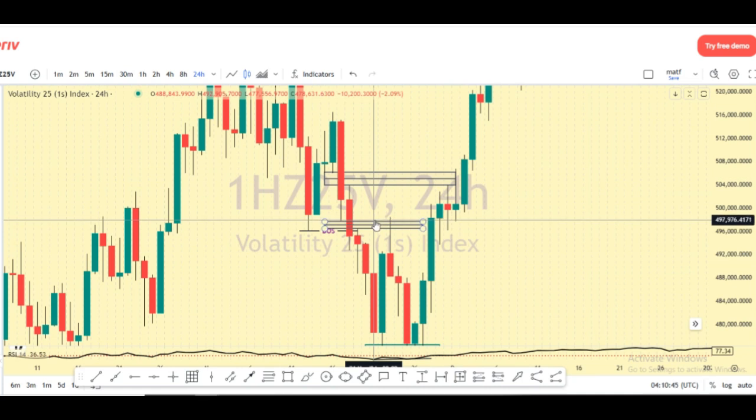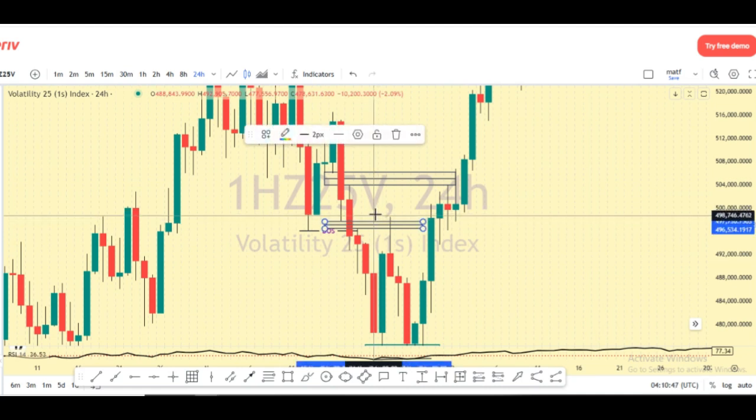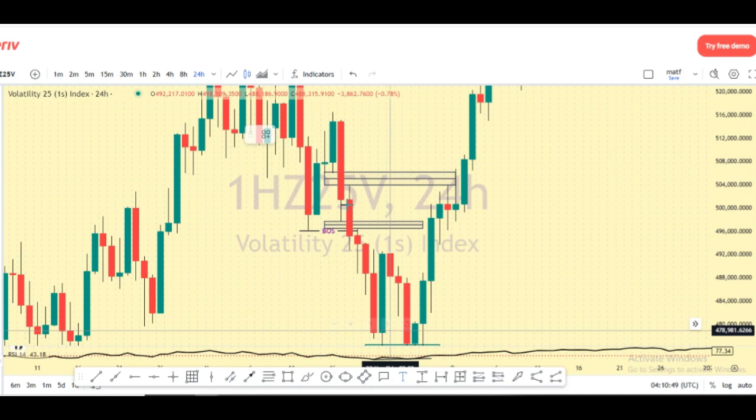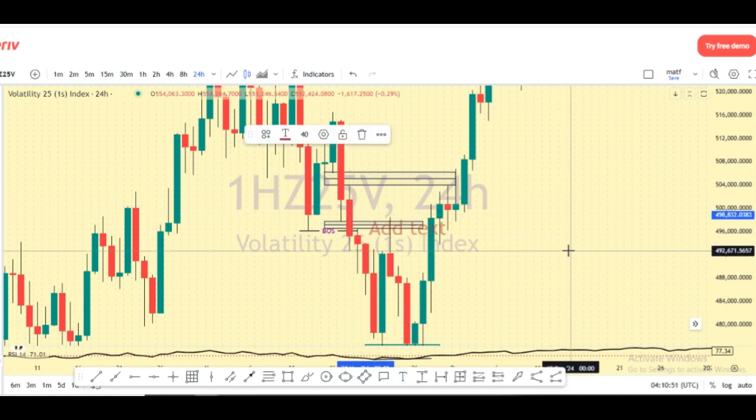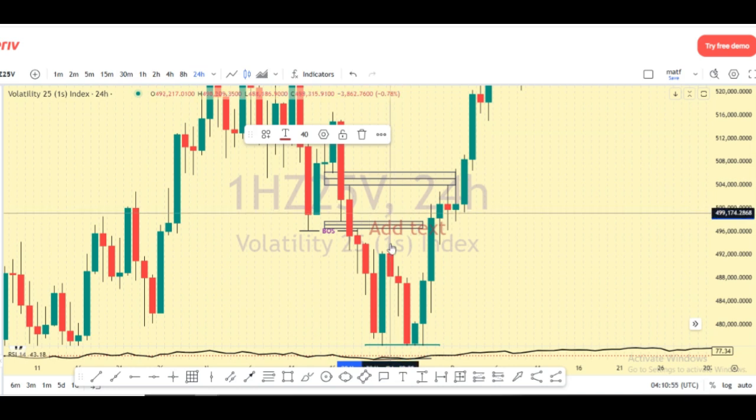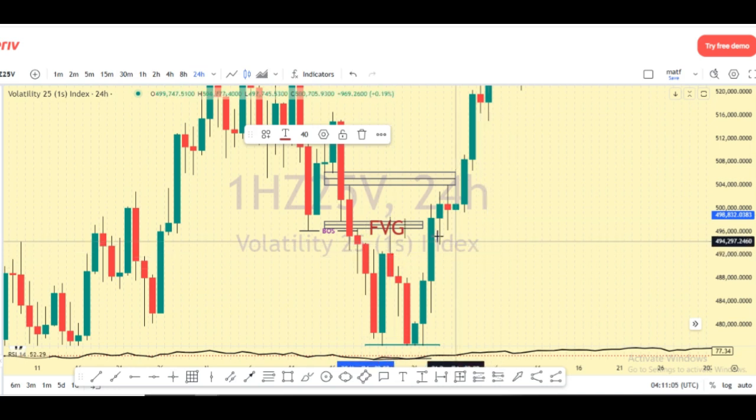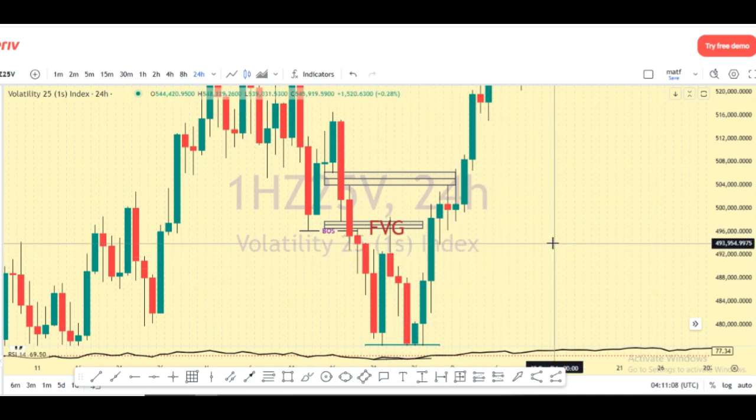I have a fair value gap in this format. This is my fair value gap. If you don't know what a fair value gap is, it's the gap between 2 or 3 consecutive candles. This is a fair value gap on the same line. It's an imbalance in the market where price can actually come back and fill the market.